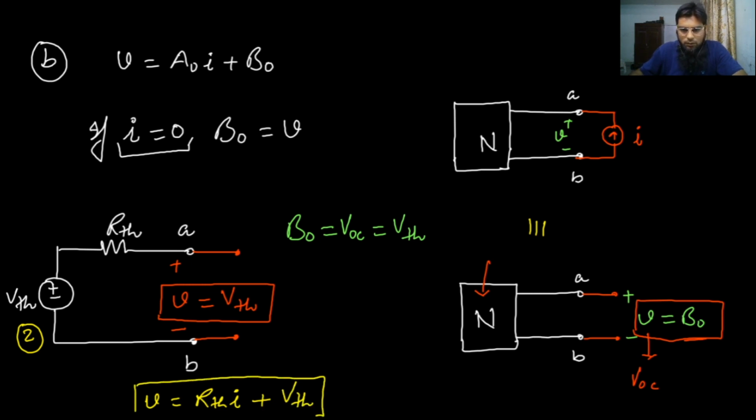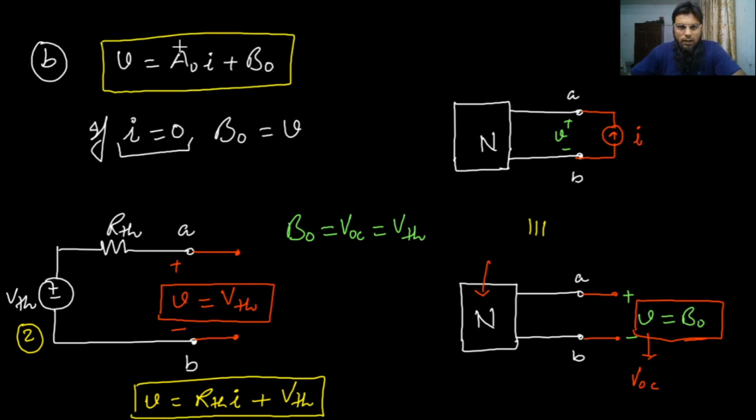Now you can see these two equations are identical, because A naught is the resistance and B naught is the open circuit voltage, and here RTH is the equivalent resistance and VTH is the open circuit voltage for the same network. So we can say that these two equations are identical, so the networks must be identical.